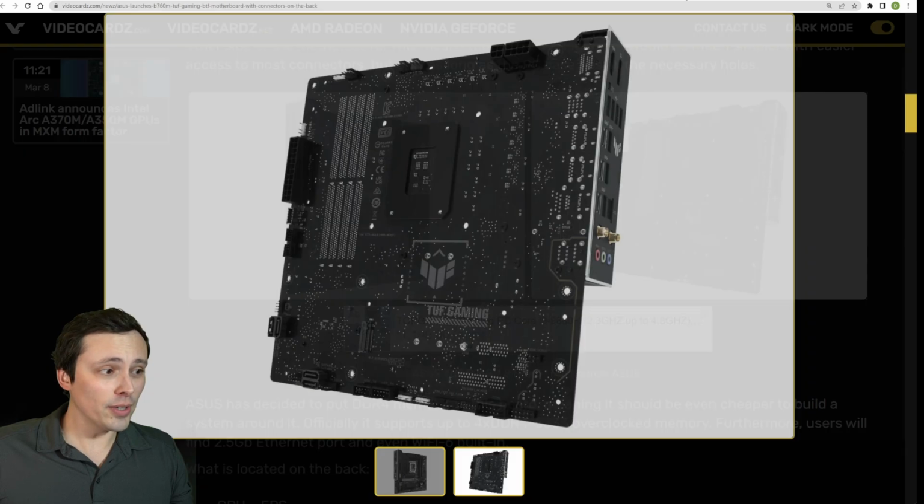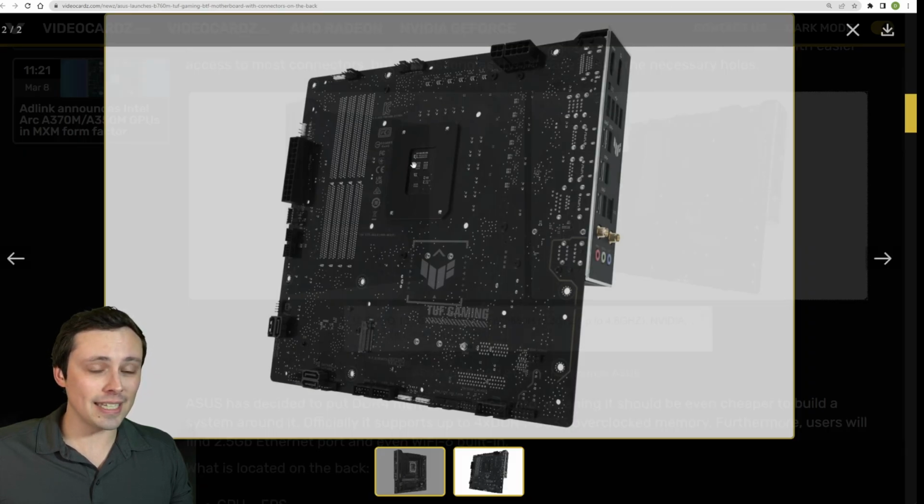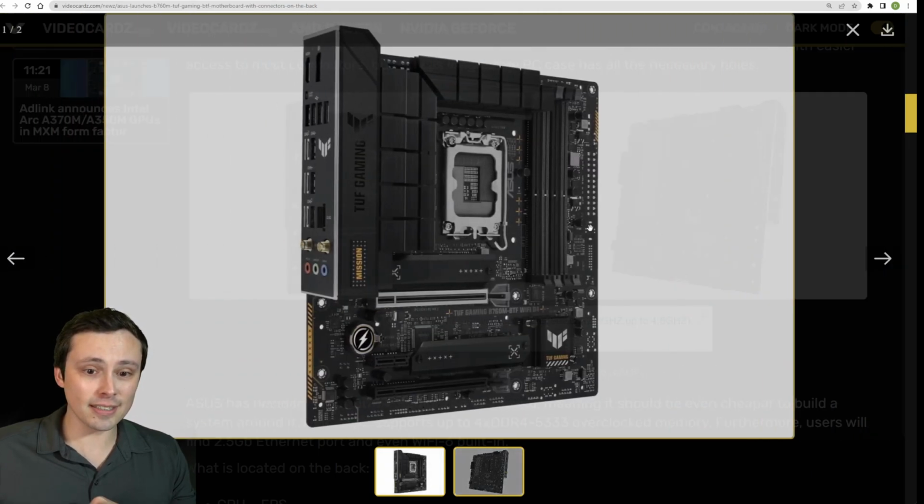Now, in other motherboard news, I just find this board really interesting. Check this guy out, guys. This is the back, but do you see all the connectors? Power connectors, your header, USB, all of that. The connectors are on the back, guys. I think that's awesome. Here's what the front looks like.